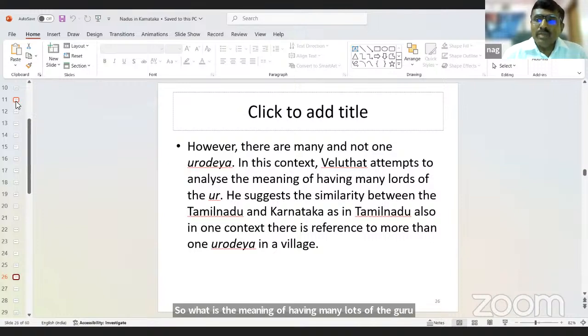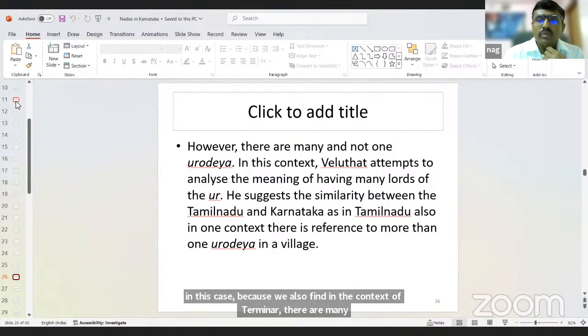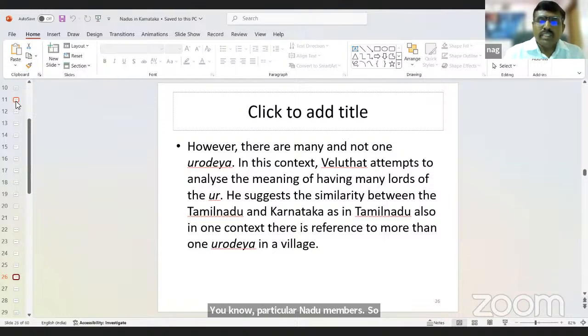And he says that Tamil Nadu and Karnataka are somewhat similar in this case, because in the context of Tamil Nadu we also find many Nadu members. So Urodaya we can compare with the context of Tamil Nadu.